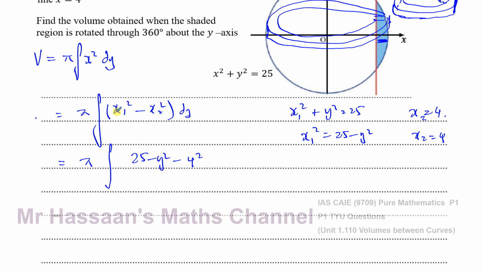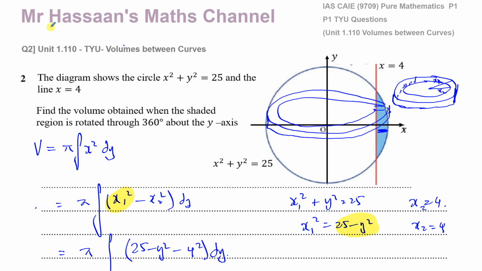Okay, so this is 25 minus y squared, because this x1 squared is 25 minus y squared. So all of this is the same as that. This is actually equal to this, minus x2 squared, which is basically 4 squared, which is going to give you 16. And that has to be integrated with respect to y. And we need to know the limits.